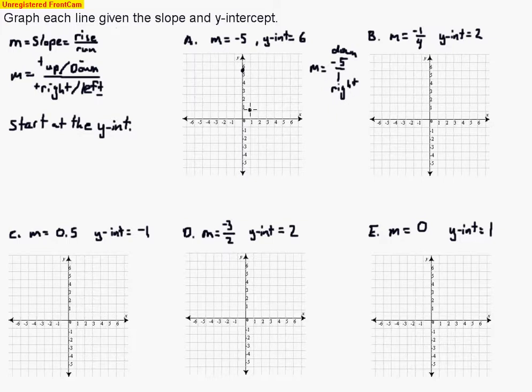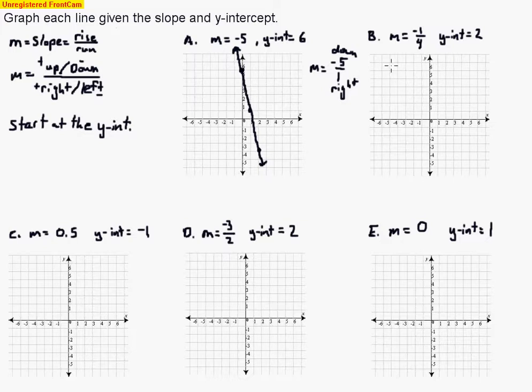And I can do that again. Down 5 spaces. That's 2, 3, 4, 5, right 1. And then I've got a few points that allows me to draw the line. So the nice thing about this method is that it gives you the opportunity to draw lots of points. So you can make nice lines. And it goes a little faster than the x and y intercepts because there's less work to do. You just understand where to start the line and then use the slope to draw it.